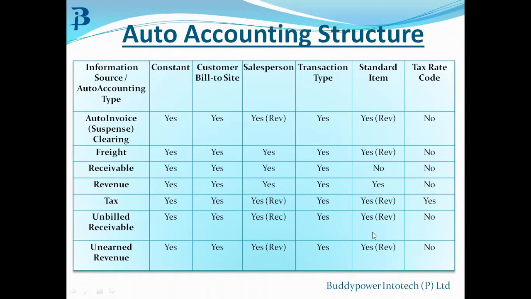Now say if you select standard item here under the unbilled, Oracle Receivables uses the revenue flex field. That's the reason I've written REV here. It uses the revenue flex field that you would specify in the setup. In the setup itself, you will specify all these options.